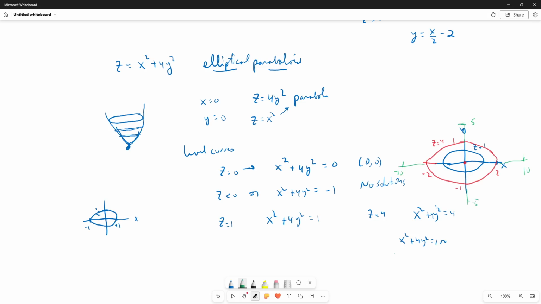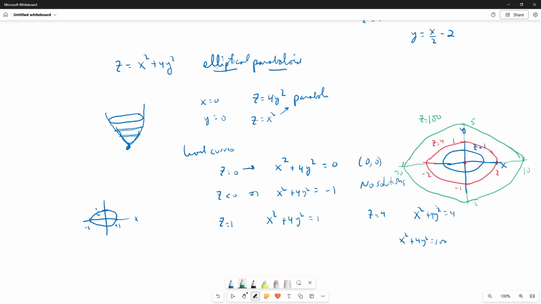So the eccentricity is the same. It's got the same proportions. The minor axis is half of the major axis, and this is not how you draw an ellipse, but there you go. So these points have height z equals 100. So we can see the elliptical nature. The cross sections at various heights are ellipses, concentric ellipses.